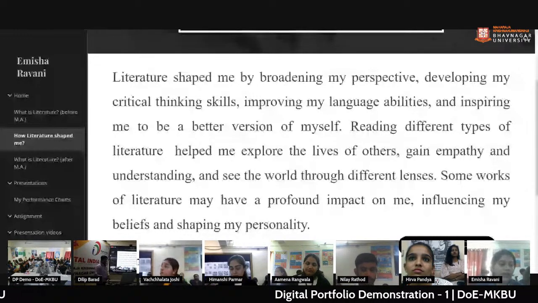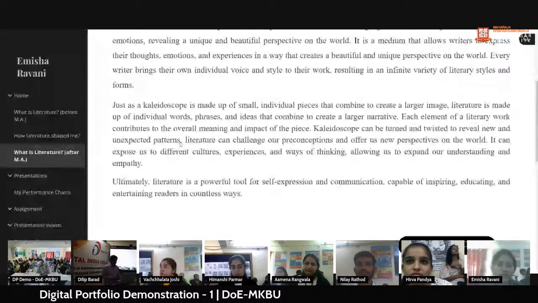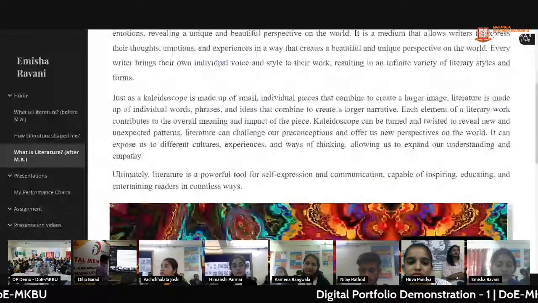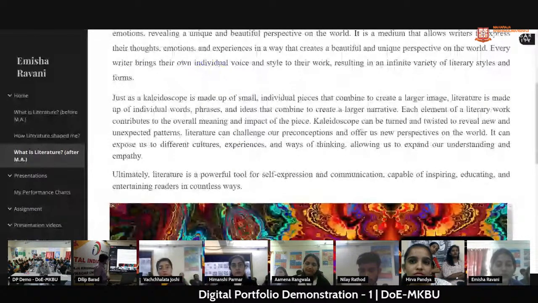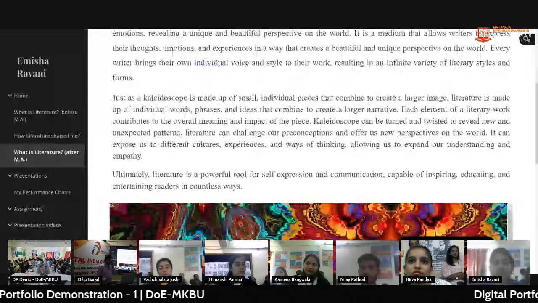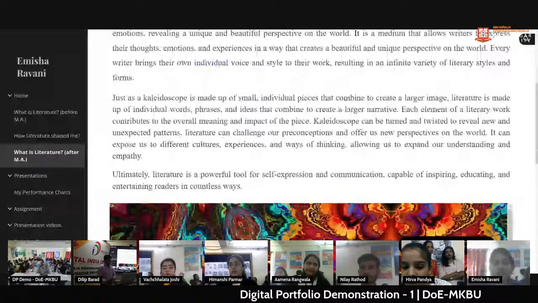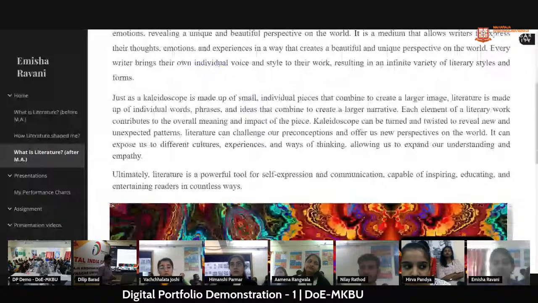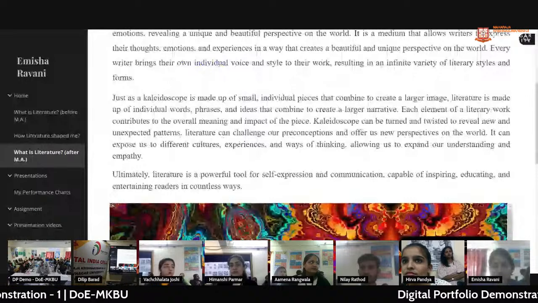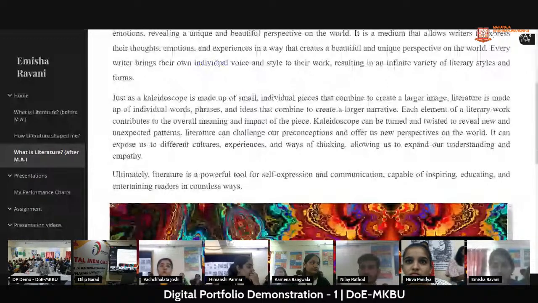And secondly, I want to talk about the metaphor I have used in my literature, that is kaleidoscope. Why have I chosen this metaphor? Because when we use a kaleidoscope, every piece of the language appears new, and ideas and emotions reveal a beautiful perspective on the world. It is a medium that allows writers to express their thoughts, emotions, and experience, and many writers express their opinions and livelihood in their work.